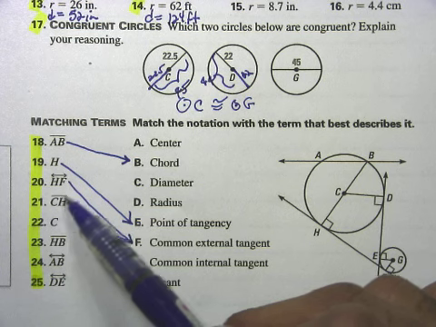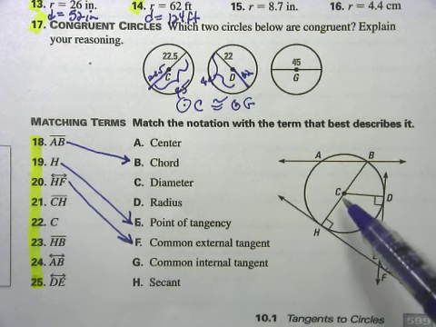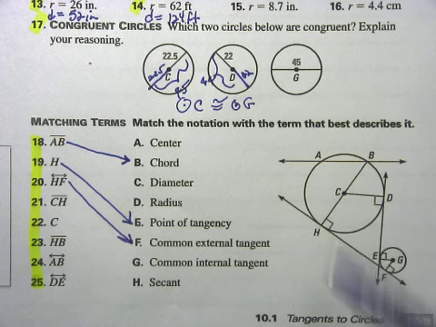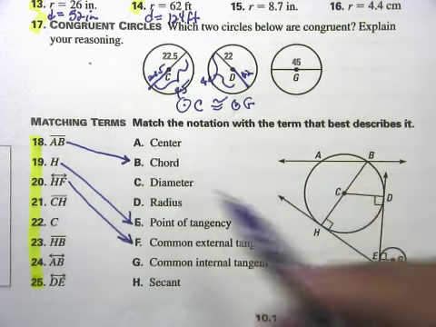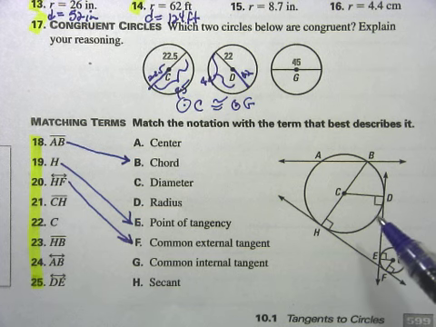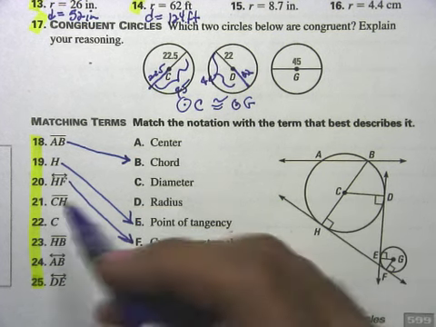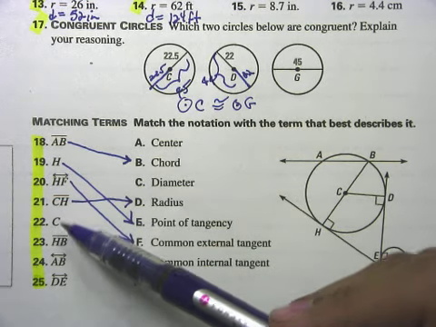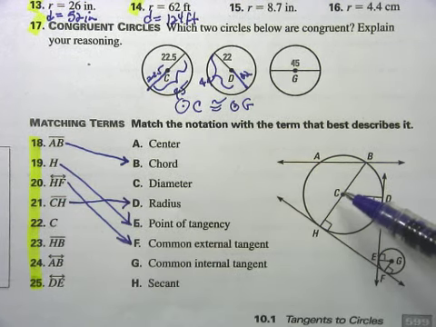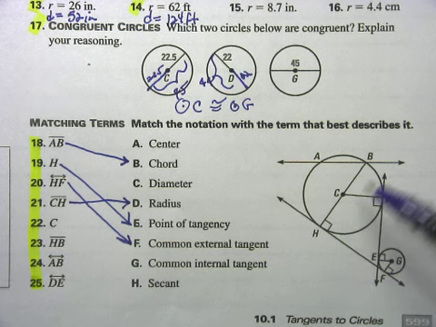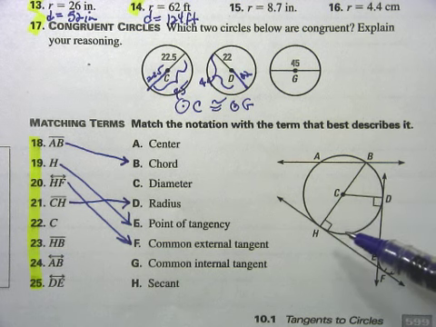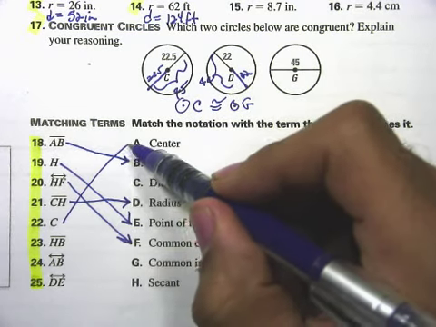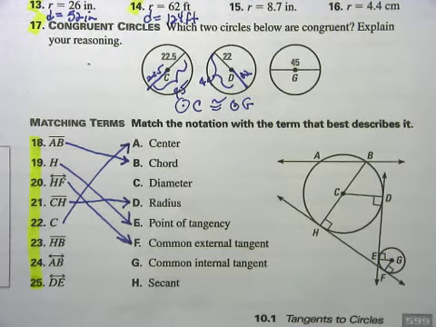Number 21, again, notice that I have a segment symbol there. So we're talking about a segment CH right here. And if you notice, that is a radius. So number 21 is letter D. CH is a radius, which is letter D, yes. Number 22, all we have is letter C. We can see here the letter C is at the center of the circle, which is why our circle is named circle C, and that is the center, and that is going to be letter A.